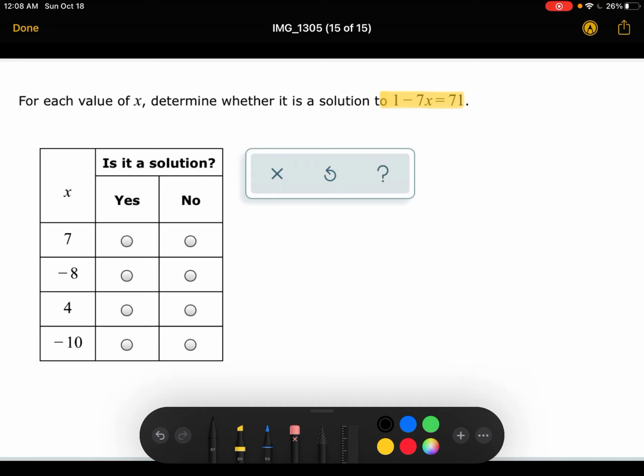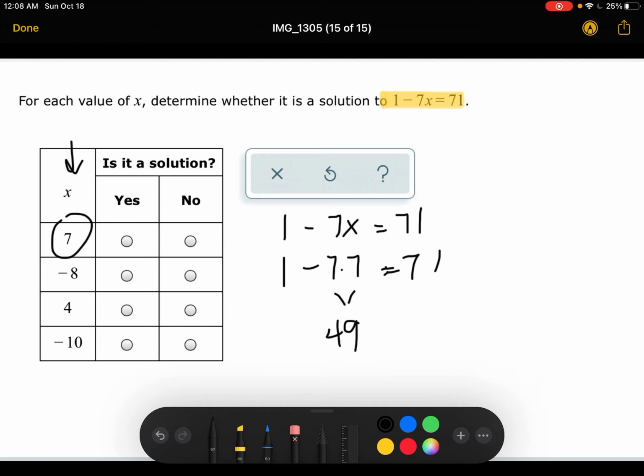So for the way that most people do this question, they do 1 minus 7 times x equals 71. These are all your values of x, and you're going to input them into your equation, right? So you're going to have 7 times 7 equals 49. Ooh, almost embarrassed myself there, almost forgot. So 1 minus 49 equals 71. Is that correct? No, it's not.